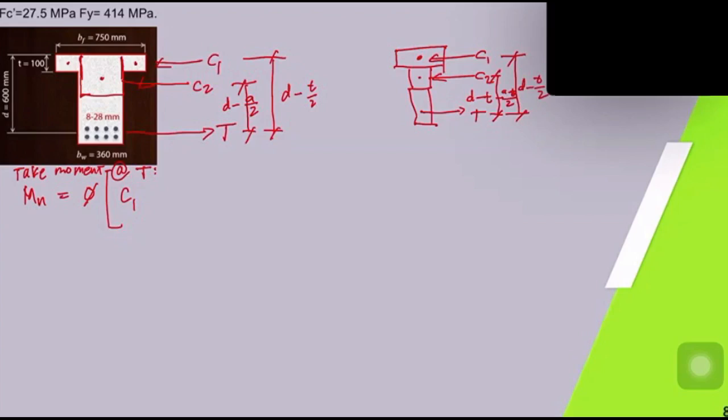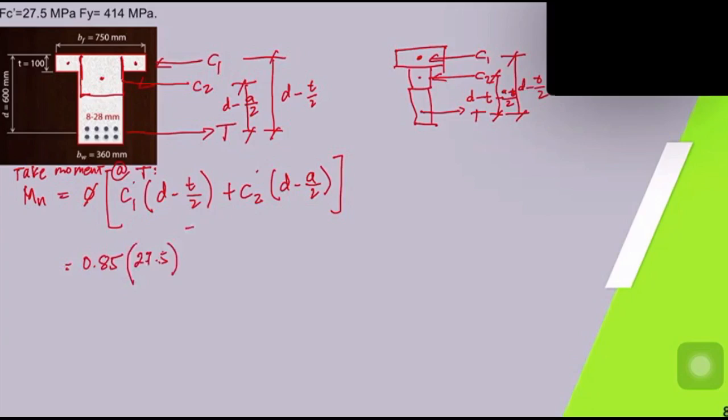So we have C1 multiplied by the moment arm D minus T over 2 plus C2. Moment arm is D minus A over 2. So yan. So your phi is 0.85. Ang common factor niya kapag concrete is the Fc prime. So we can factor out the Fc prime. So that is 0.85 Fc prime. Then quantity. So what is C1?